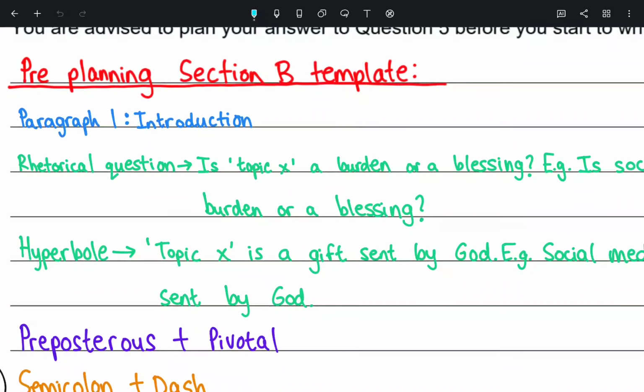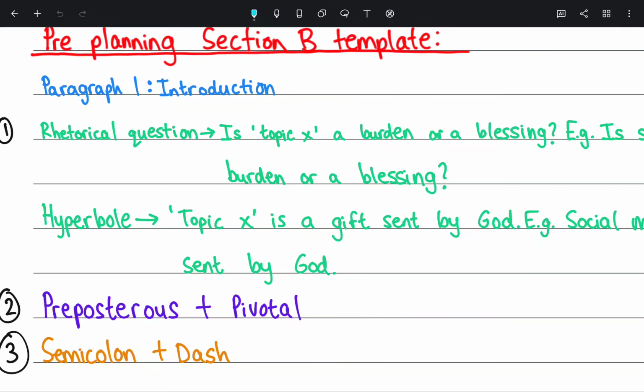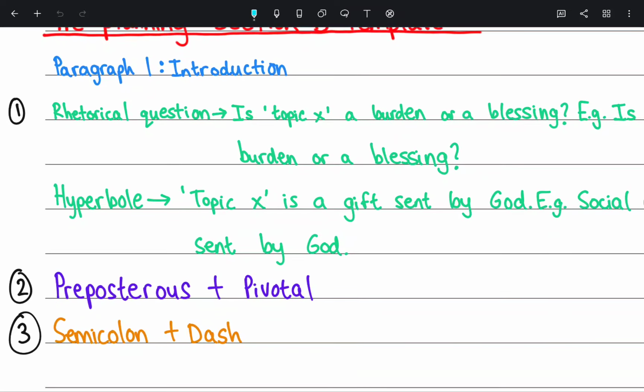So paragraph 1, of course, regardless of if you're writing your article, your letter, your speech, you'll have your introduction. So within your introduction, I'd like you to follow certain things. So using a rhetorical question, a hyperbole, 2 ambitious vocabulary, and 2 types of punctuation. So you'd know if you've watched my previous videos to use the 2-to-2 rule. So each paragraph, ideally, you aim to use 2 ambitious vocabulary, 2 types of punctuation, and 2 types of techniques. So that allows you to get the top marks for AO5 and AO6.